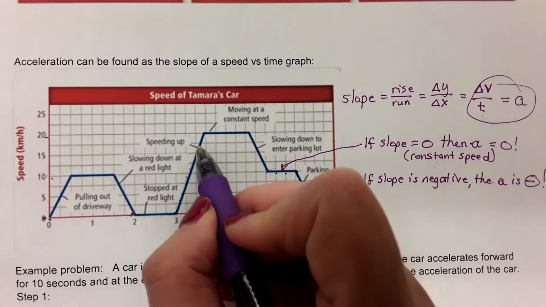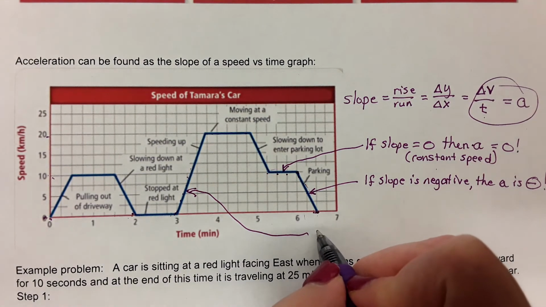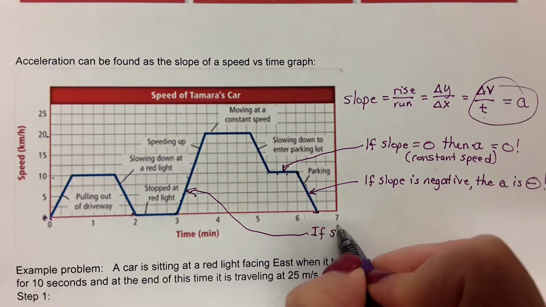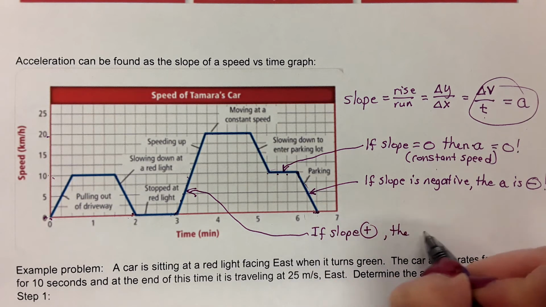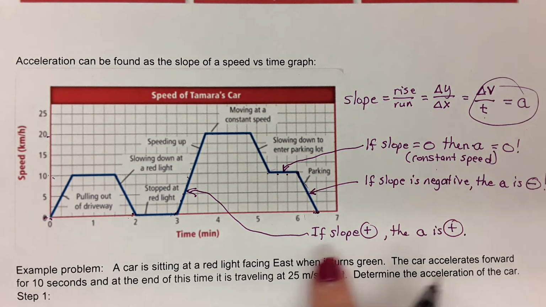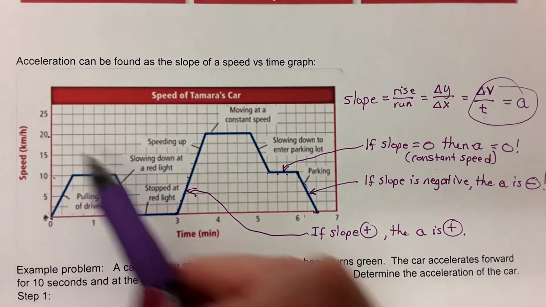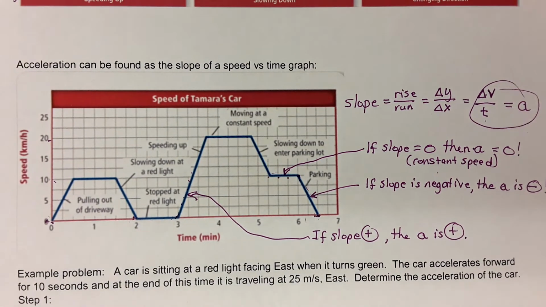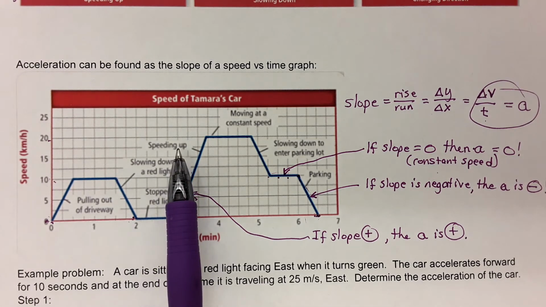Now let's take a look at this one. This is a positive slope. So if slope is positive, the acceleration is positive. And that means you're going to add the increment to your speed, which makes your speed get bigger and bigger and bigger up the y-axis. Okay? So, positive slope, positive acceleration, your speed gets bigger.